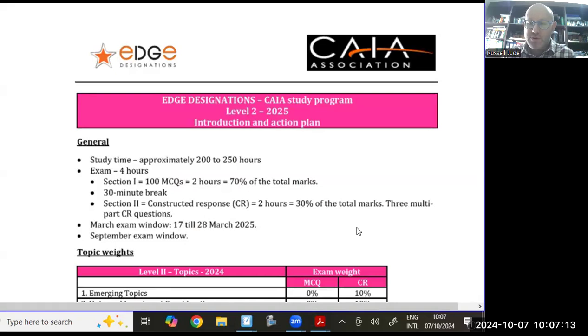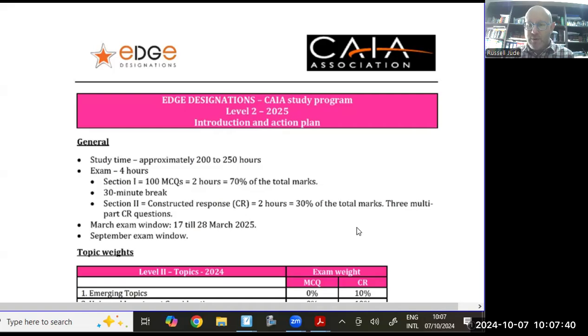First and foremost, to introduce you to the CAIA Level 2 program, what's involved, what's entailed. Number two is, perhaps for those that have been in the program for a bit before, to introduce you to the changes in CAIA Level 2 for the 2025 program. And number three is to have a look at what Edge Designations, as an approved CAIA prep provider, can do for you to get you through CAIA Level 2.